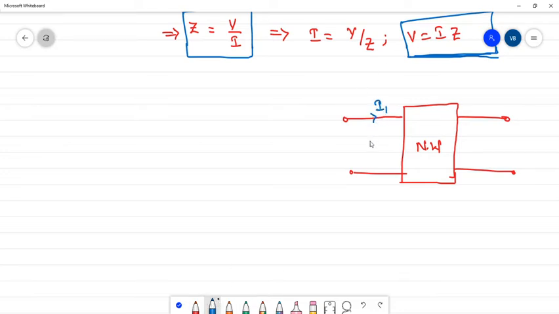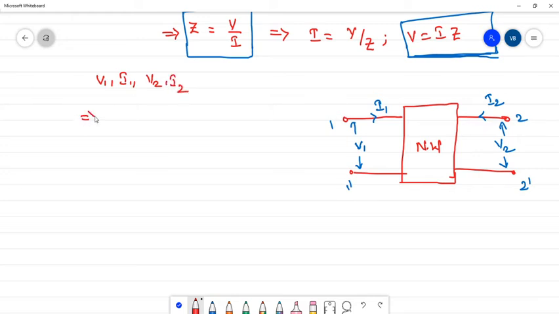I1 and here V1. V1 is a potential difference of port 1 bar. Same thing, I2 is also flowing inside and these two ports are indicated with 2 bar, and the potential difference between these two is V2. Okay, so here we can define the Z parameters by taking four parameters. What are the four parameters? V1, I1, V2, I2.